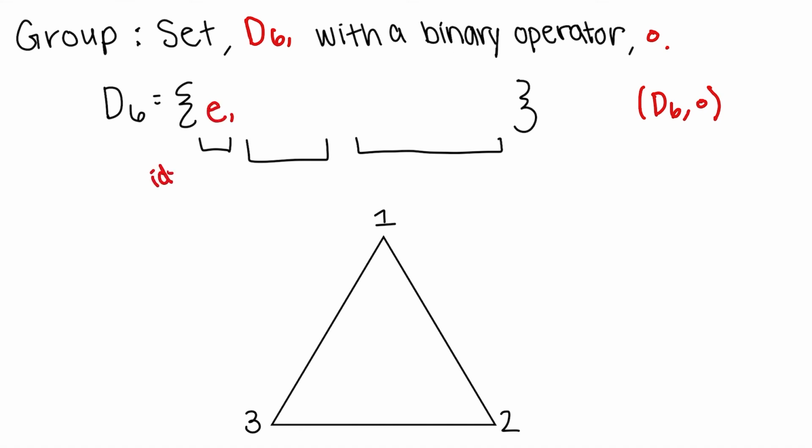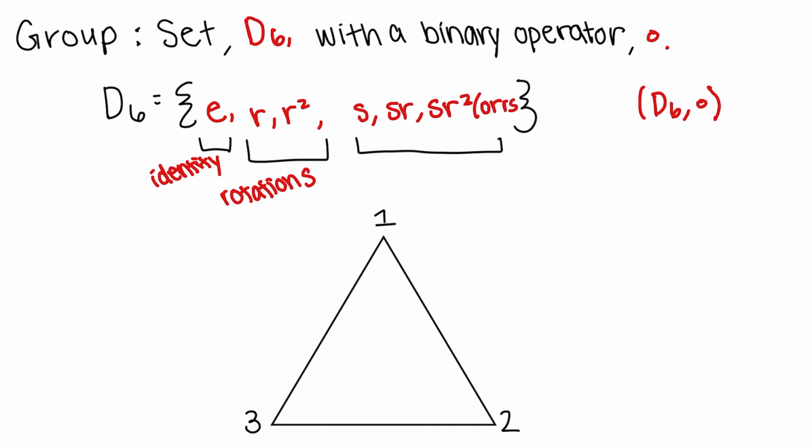So the first usually written out for any group set is the identity E. This is always included in writing out the set of actions upon an object in a group. Then we can include the rotations, and finally the symmetries. So this is your first created real-world group.